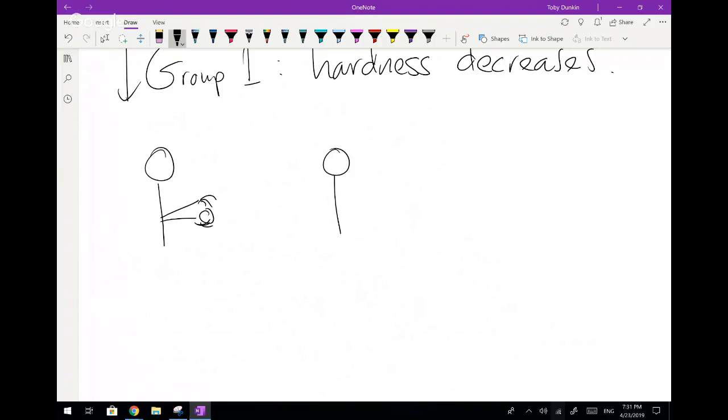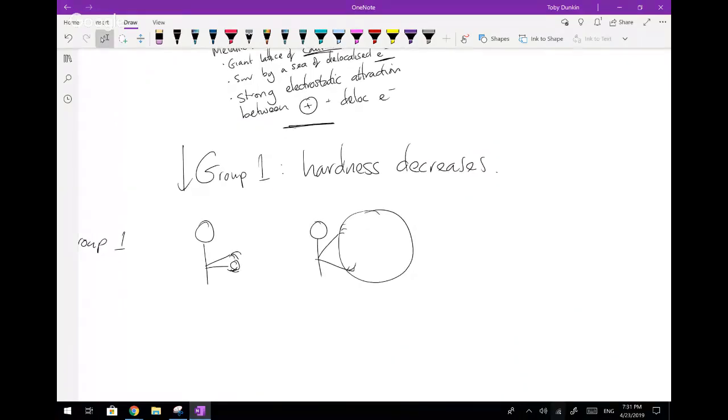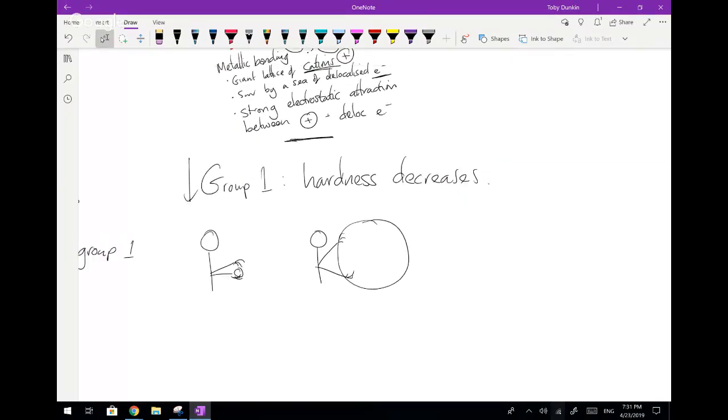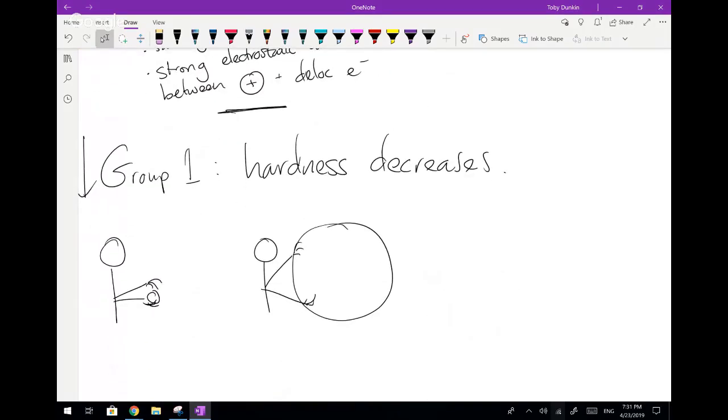If I give you a big beach ball to hold on to, when you try to apply that force, you're having to distribute that force over a much larger atom. And what that means is that your force is going to be decreased. So it becomes much easier to break that off. Hence why the melting point and strength decreases. So down group one, hardness decreases.